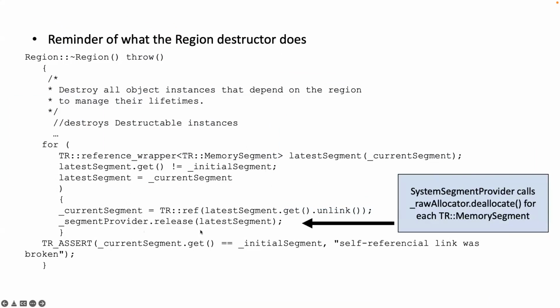So it'll walk through its list of segments and ask its segment provider to release them. In this case, what that means is the system segment provider is going to call the deallocate function from the raw allocator, and that's basically a wrapper around free. So those mallocs that we saw in the Valgrind stack trace, when a region goes out of scope, normally what should happen is those have a corresponding free that gets called eventually from this destructor call from the region. So in this case, that wasn't happening.